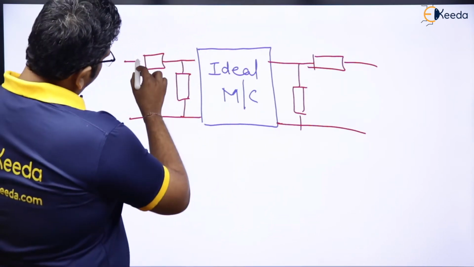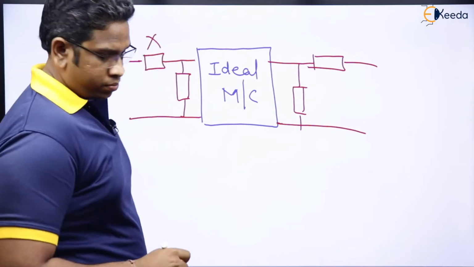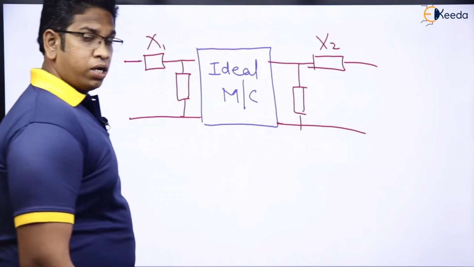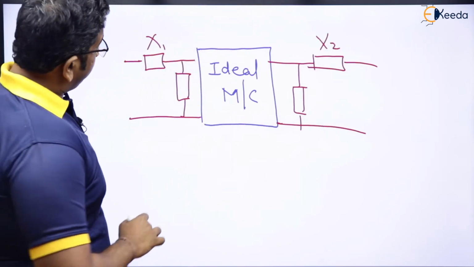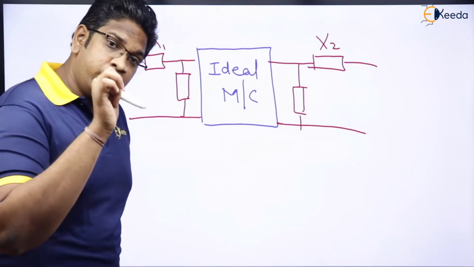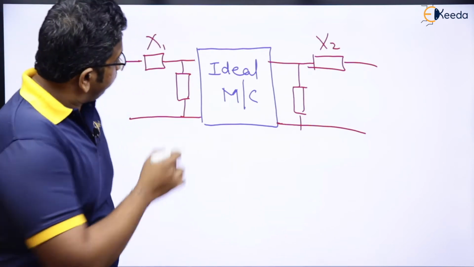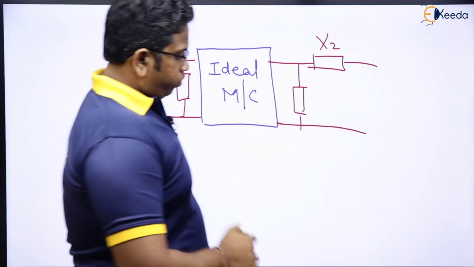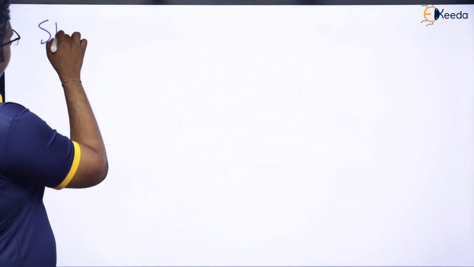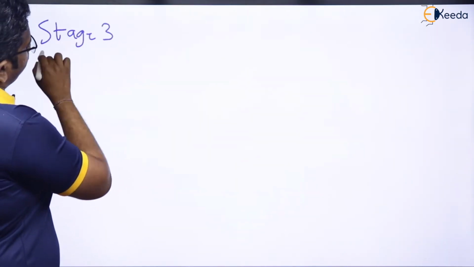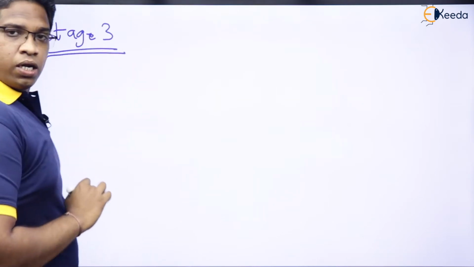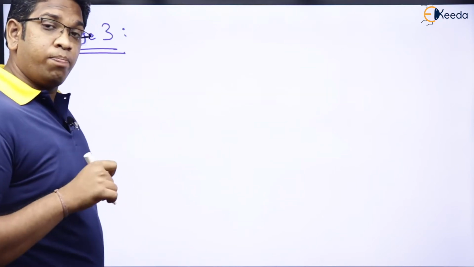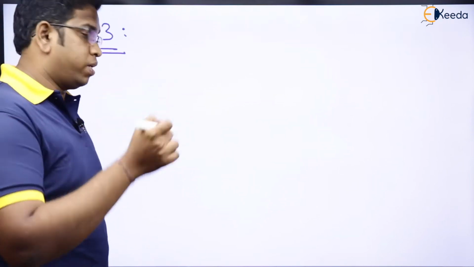Now once they are shown, for example this is reactance, let us say x1, and let us say this is x2. Now here you know that leakage has been represented on paper with the help of reactance, but you don't know the value. That is the reason we will be doing stage 3. Now see here, in stage 3 we will be finding the values of the parameters of the equivalent circuit.